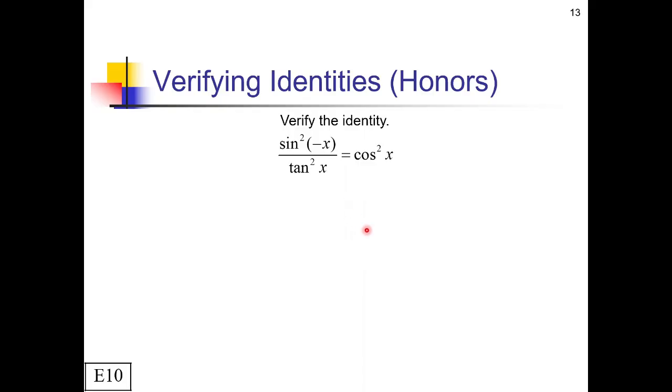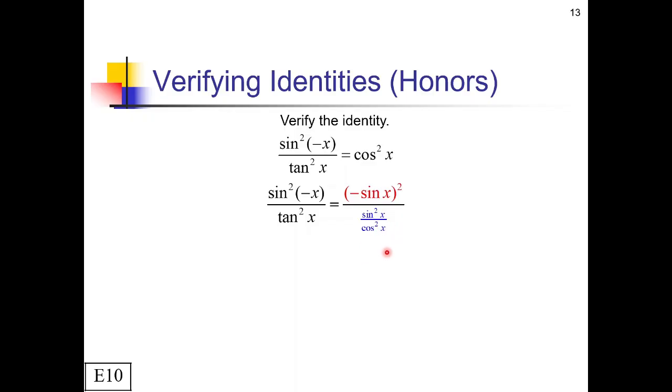Alright, so just like before, I'm going to pick the less simple side, which is the left side here, and just work on that. First thing I want to do is take care of this negative angle. So I know that sine of negative x is negative sine of x. So what I can rewrite this whole thing as then is negative sine of x, that whole thing squared. And then tan squared, I can also change that a little bit while I'm at it. I can make that sine squared over cosine squared down there. So that looks awfully ugly, a complex fraction, but we're going to quickly take care of that.